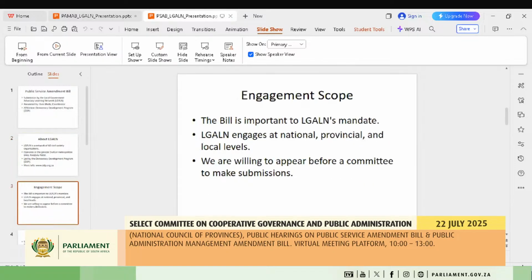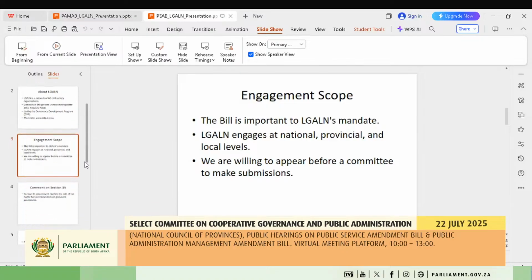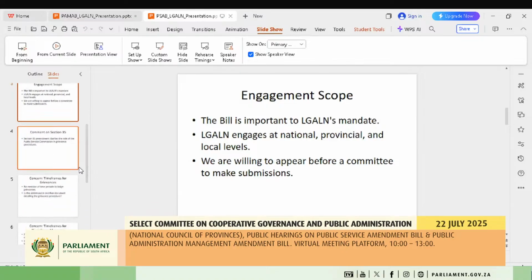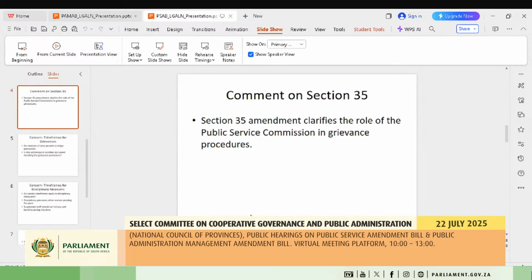The bill itself is very important to the work that we do because we do diagnostic reports on local government as well. And I've submitted 2 different versions of the white paper on local government. I haven't had a thorough look at the amendments that have been adopted since it's now come to the National Council of Provinces. But the one area we have a problem with is Section 35, which clarifies the role of the Public Service Commission in grievance procedures.